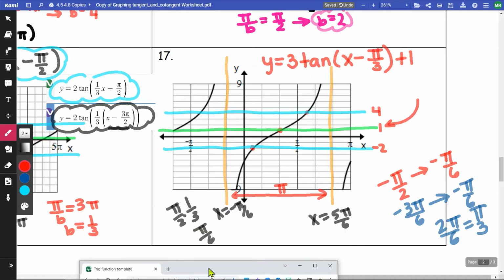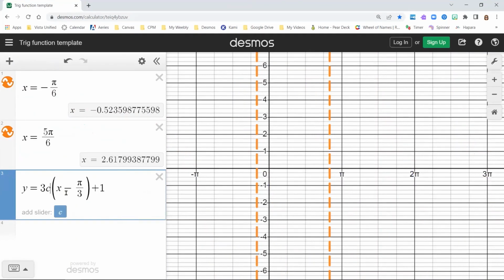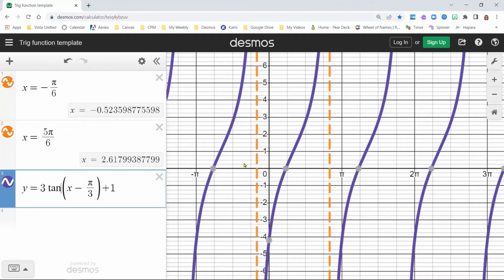Okay, so cotangent of x minus pi thirds, and then +1. Oh, wait, I've got my asymptotes here. Oh, it's not cotangent, sorry, it's a tangent. I apologize. It's a tangent.